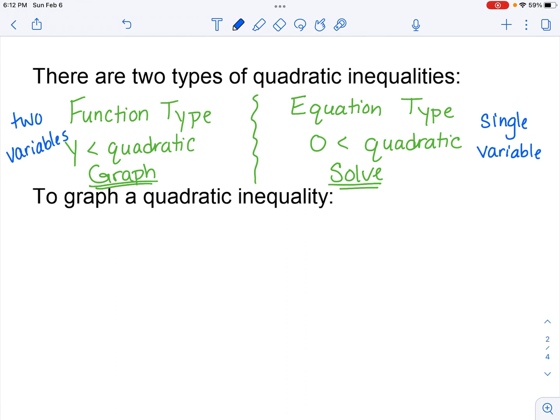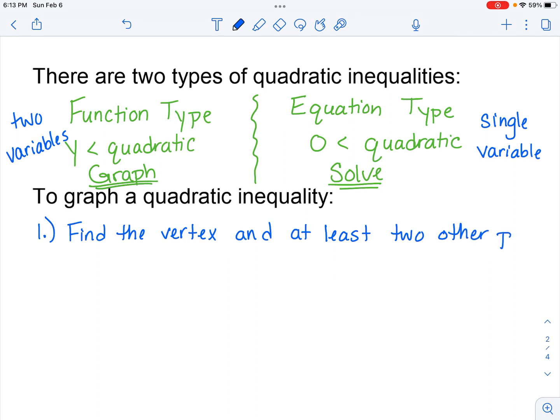All right. So let's talk about how to graph a quadratic inequality. We'll come back to the equation type, the solving type of problems later on. Okay, so to graph a quadratic inequality, the first thing you want to do is find the vertex and at least two other points on the parabola.